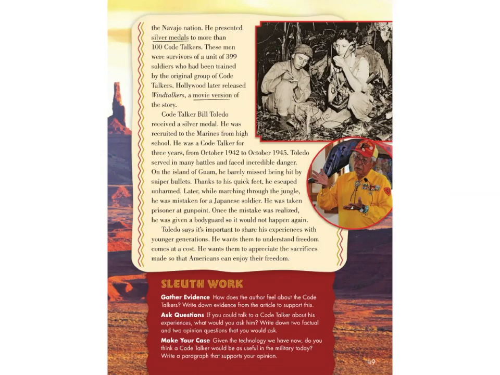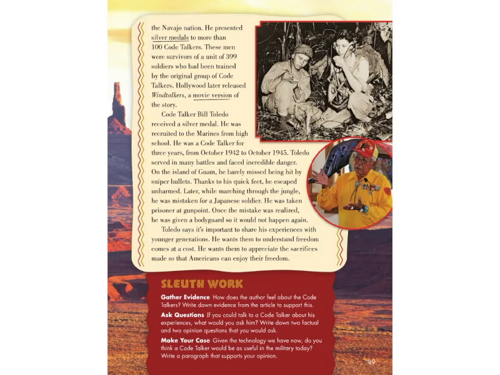Code talker Bill Toledo received a silver medal. He was recruited to the Marines from high school. He was a code talker for 3 years, from October 1942 to October 1945. Toledo served in many battles and faced incredible dangers. On the island of Guam, he barely missed being hit by sniper bullets. Thanks to his quick feet, he escaped unharmed. Later, while marching through the jungle, he was mistaken for a Japanese soldier. He was taken prisoner at gunpoint. Once the mistake was realized, he was given a bodyguard so it would not happen again.